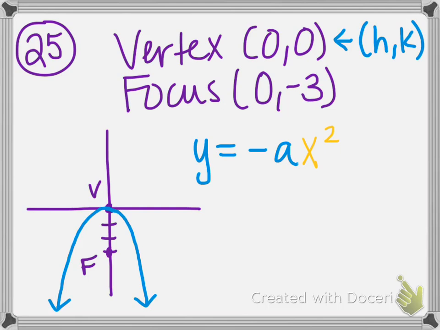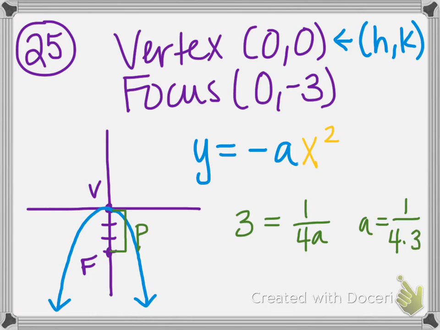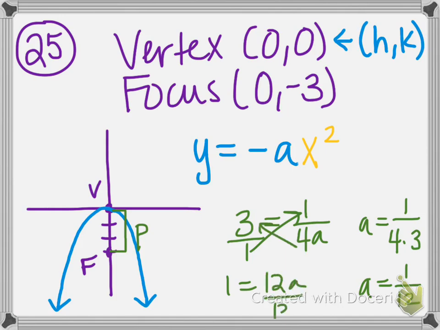Alright, so now I just have to figure out what a is. And to find a, I use a formula involving the focal length, or p, which is 3 in this problem, the distance from the vertex to the focus. So 3 is equal to 1 over 4 times a, or I could write a equals 1 over 4 times 3. And you'll notice that this is the easier formula to use, a equals 1/12. But if you cross multiply in this one, you get 1 equals 12a, and then you'll divide by 12 on both sides to get the same thing we got this way. So I'm going to replace the a in this equation with the 1/12, and I'm done with this problem.